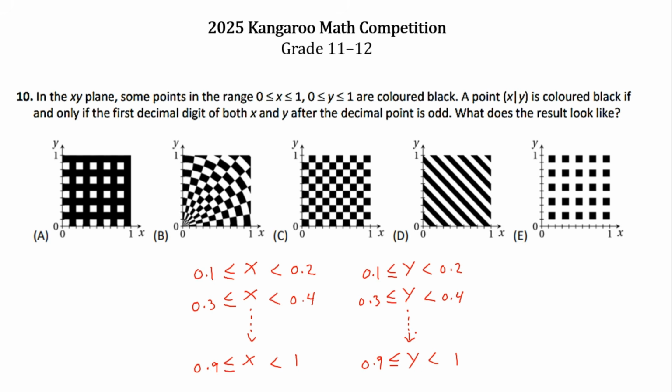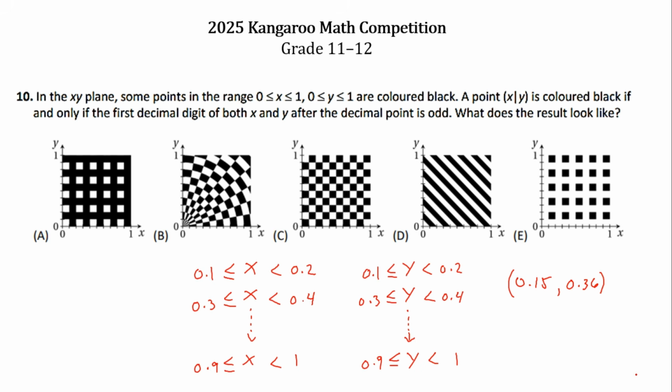Now let's take a specific example. Let's take a number between 0.1 and 0.2. Let's say 0.15. That's our x coordinate. Now for the y coordinate, let's take a number between 0.3 and 0.4. Let's say that's 0.36.